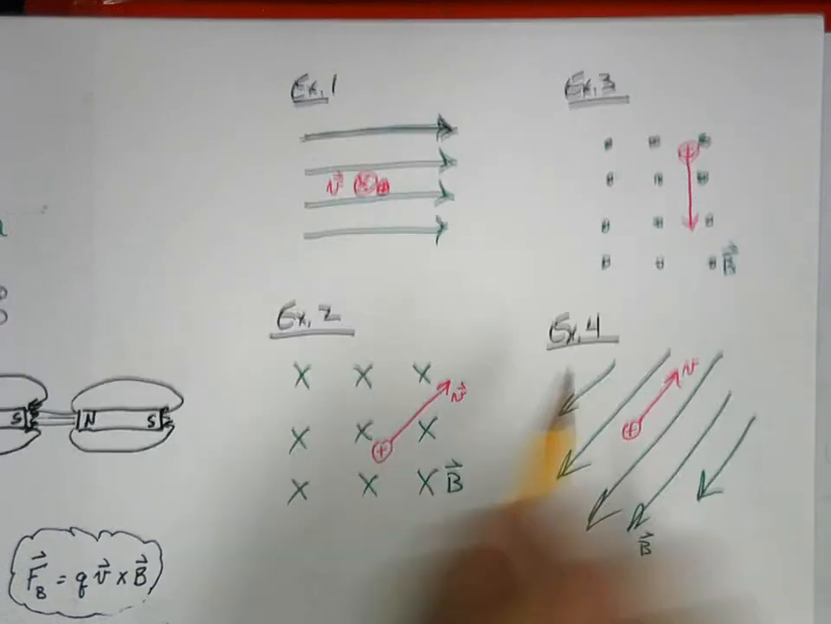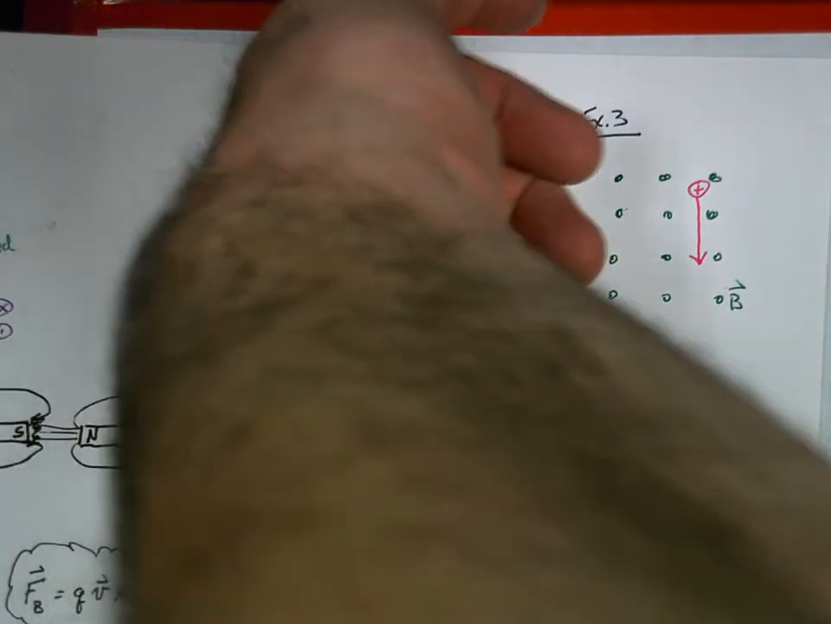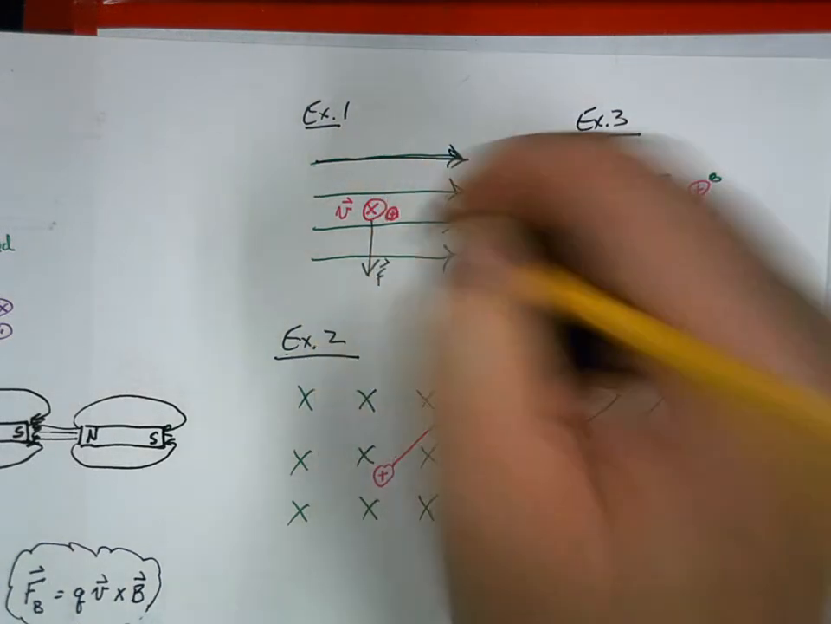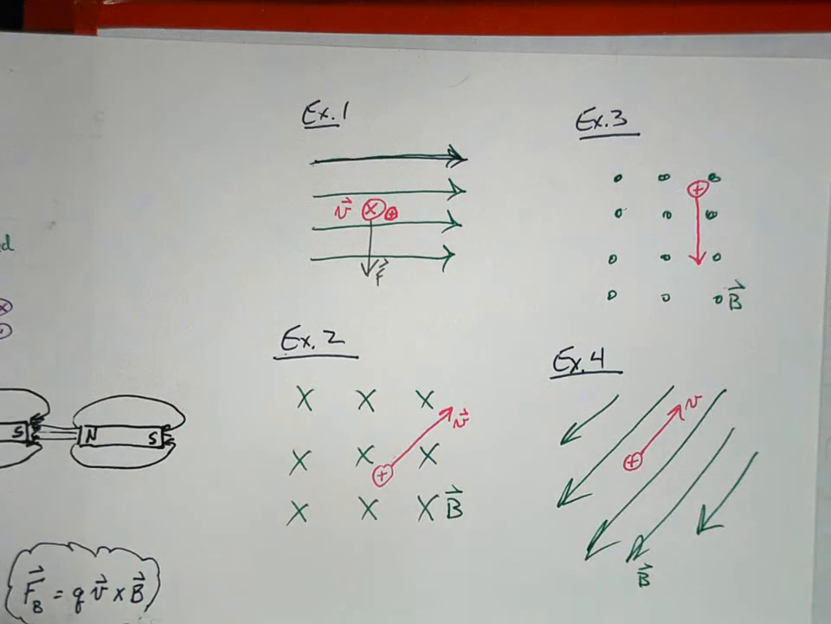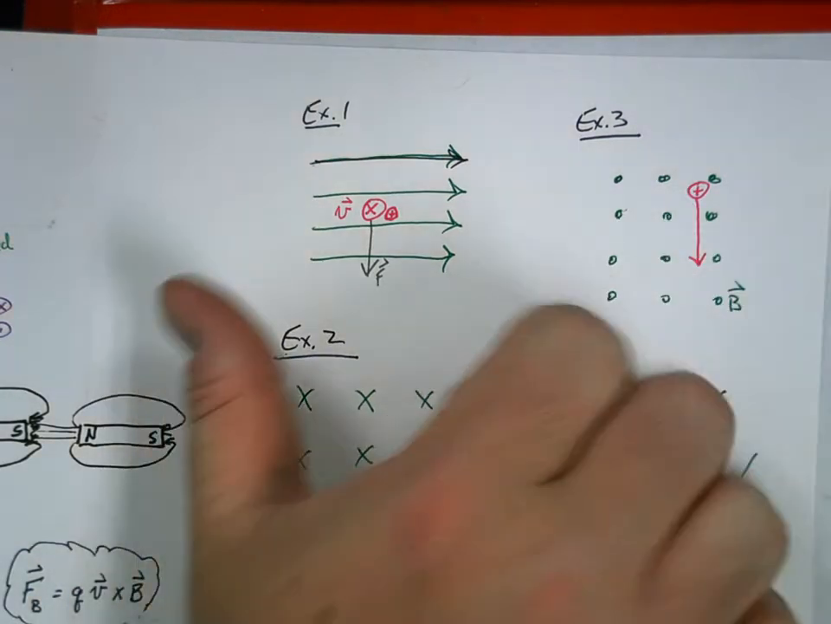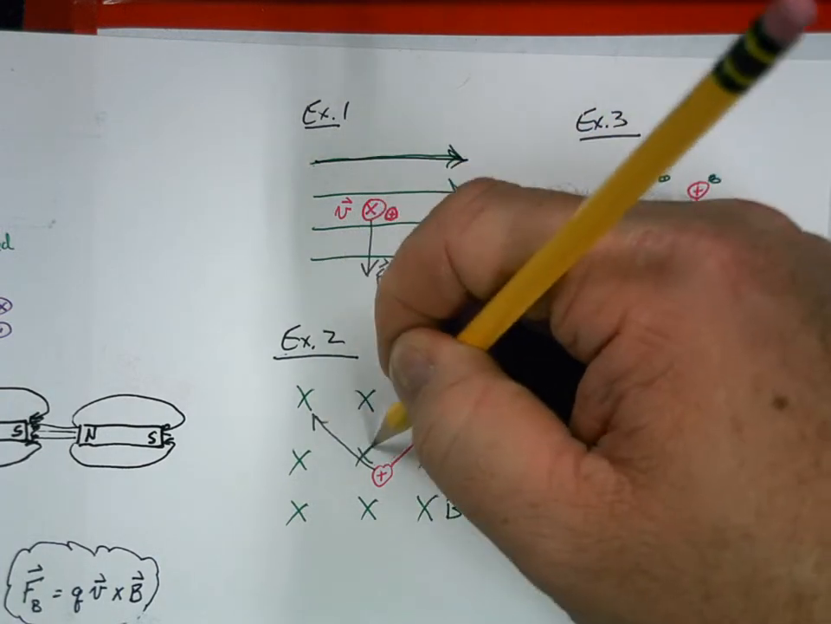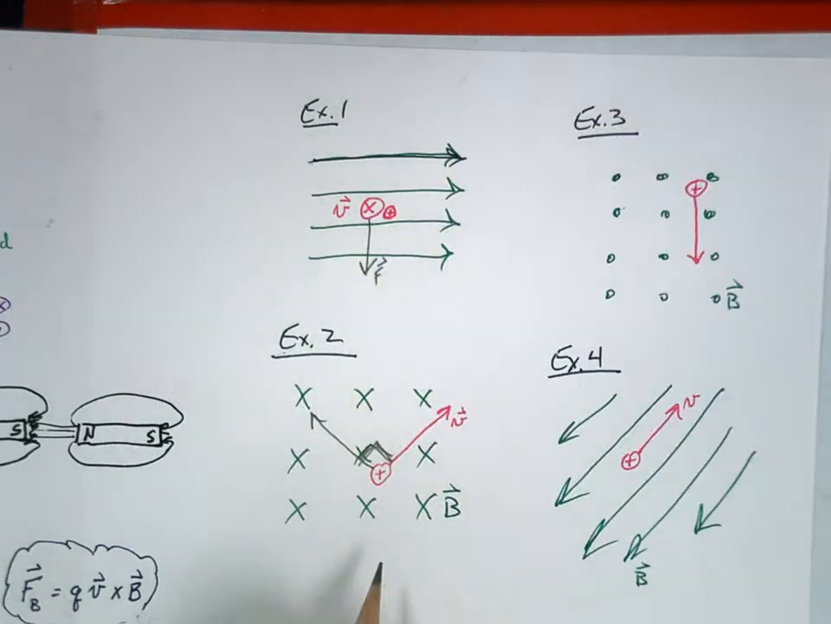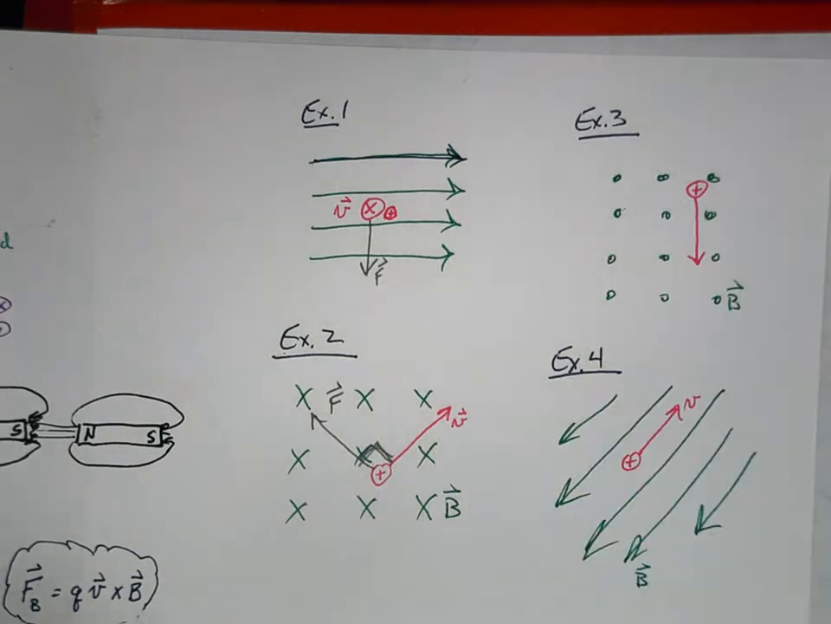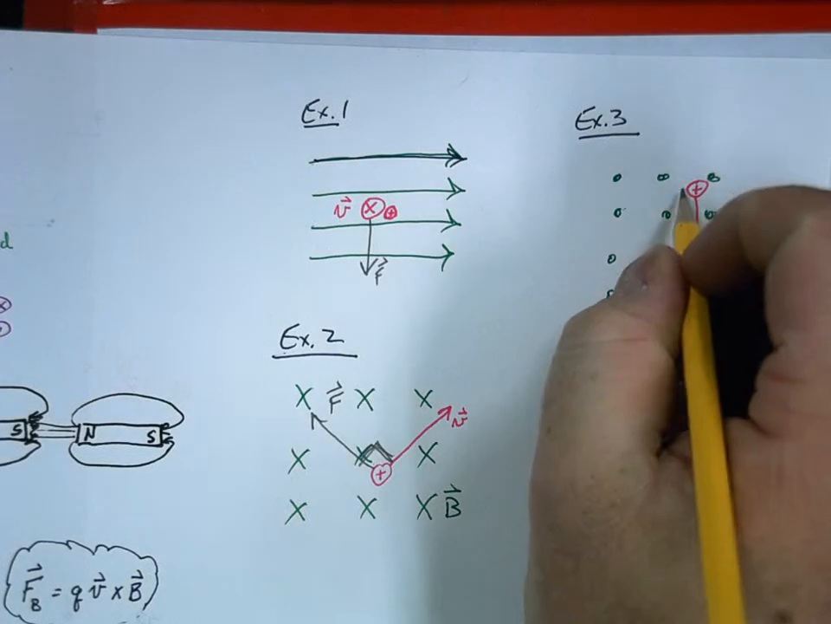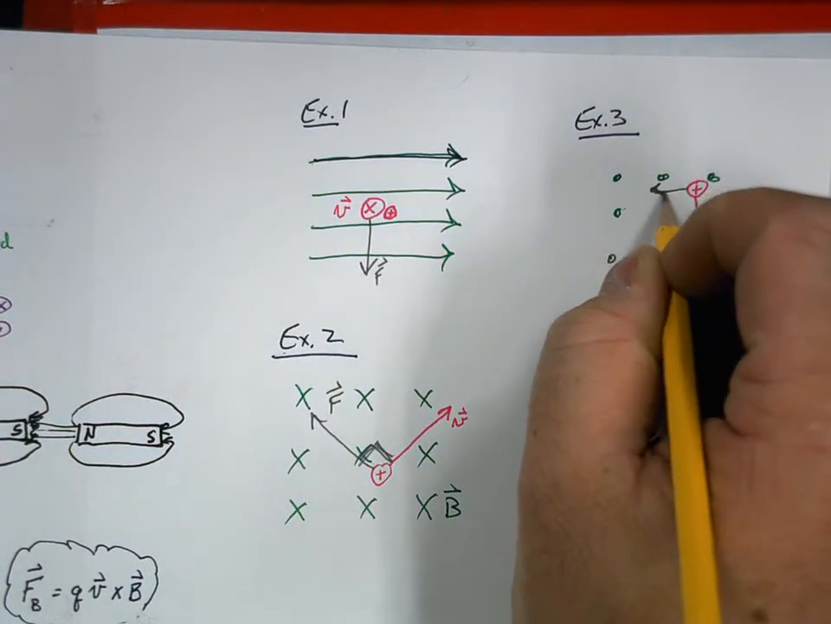Here are your answers. You point in the direction of the velocity. Velocity is going into the page, but it curls this way, which means your force is that direction. That's the direction of your force vector. Here, velocity is that way, but it's into the page. You curl that way, and your force is at right angles. This is a 90-degree angle here. This is your force. Over here, fingers are that way, curls up. Your force is to the left.